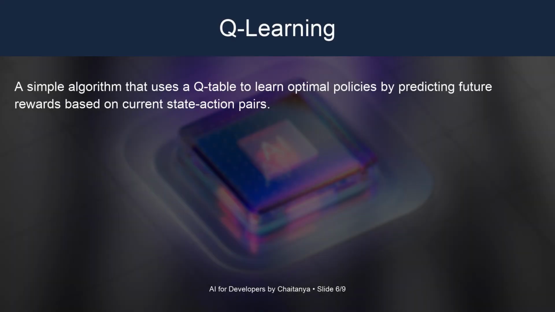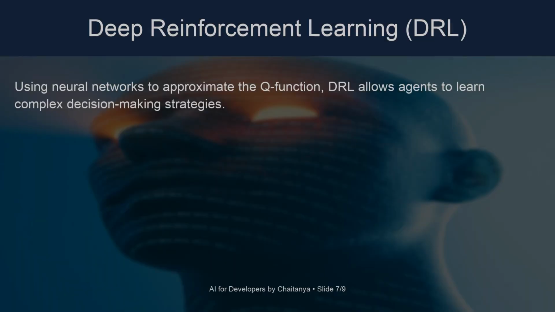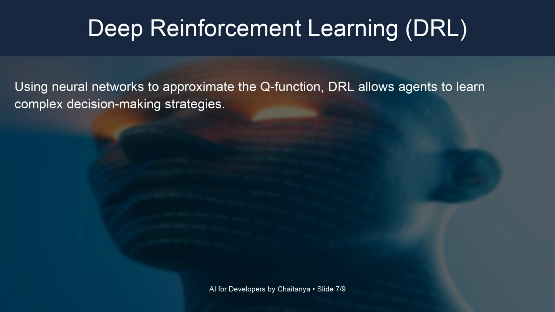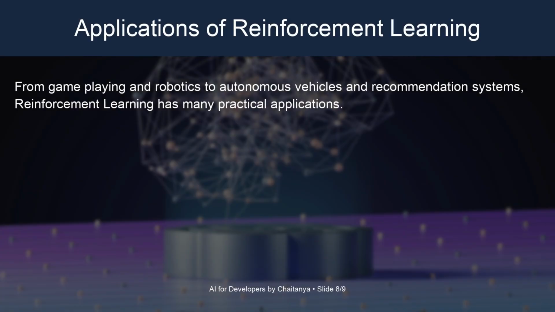A simple algorithm that uses a Q table to learn optimal policies by predicting future rewards based on current state-action pairs. Using neural networks to approximate the Q function, DRL allows agents to learn complex decision-making strategies. From game playing and robotics to autonomous vehicles and recommendation systems, reinforcement learning has many practical applications.